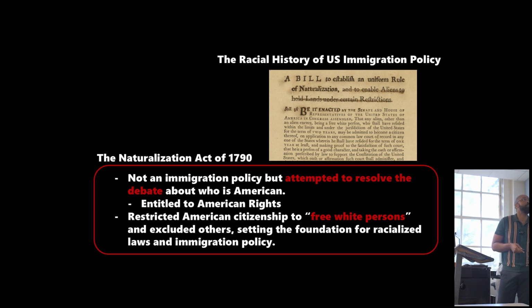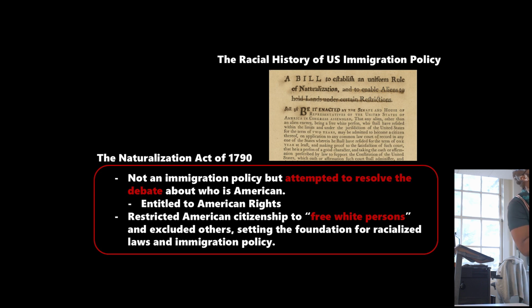It was that kind of thing. And the language of the bill is absolutely interesting. This is just the upper half of this particular bill. You're welcome to look up the Naturalization Act of 1790, but I'm just going to read for you what I can read from this, okay?